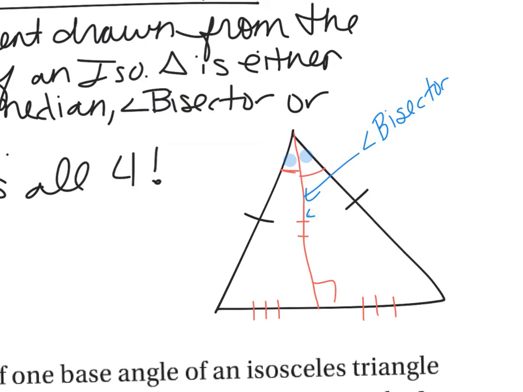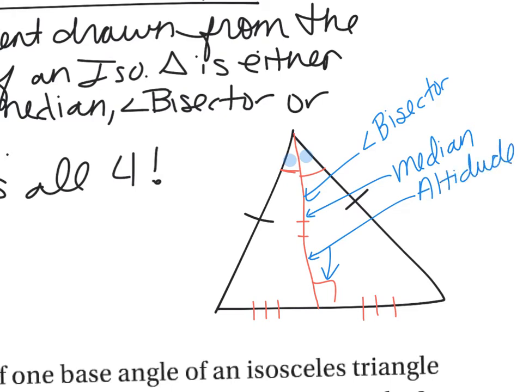If it has a median, so remember a median has to cut it in half, and it has an altitude, which is the same one on this one, and we know it's an altitude because it makes a right angle. The median and the altitude on this one are the same thing. Or if it has a perpendicular bisector, so that would be this perpendicular bisector, then if it has any one of those four things, then it has all four. That's something that's cool about isosceles triangles.